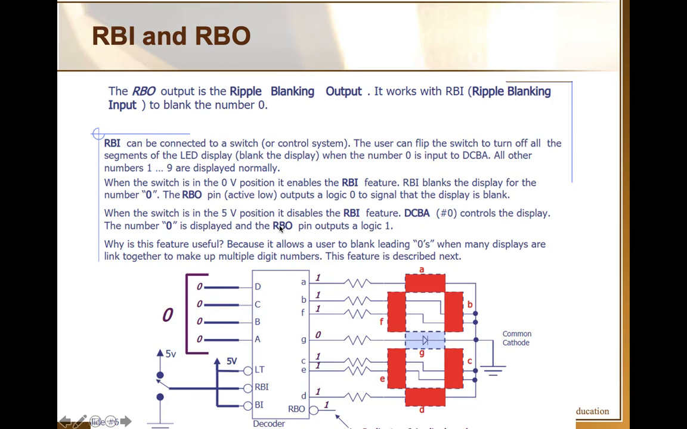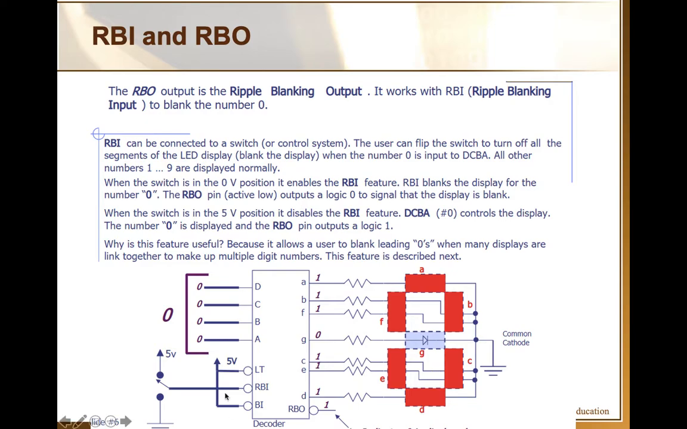So if I just recall, what did we discuss so far? The lamp test. Lamp test is to check whether the different segments are lighting up fine or not. That is low enable. You can connect it with the ground to check your segments. It will light up all the segments. That is lamp test. Second was blanking input. If blanking input is connected with the ground, then all your segments are turned off.